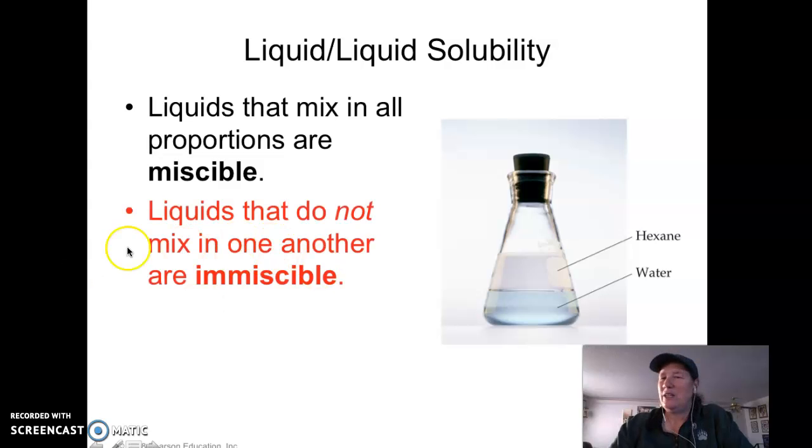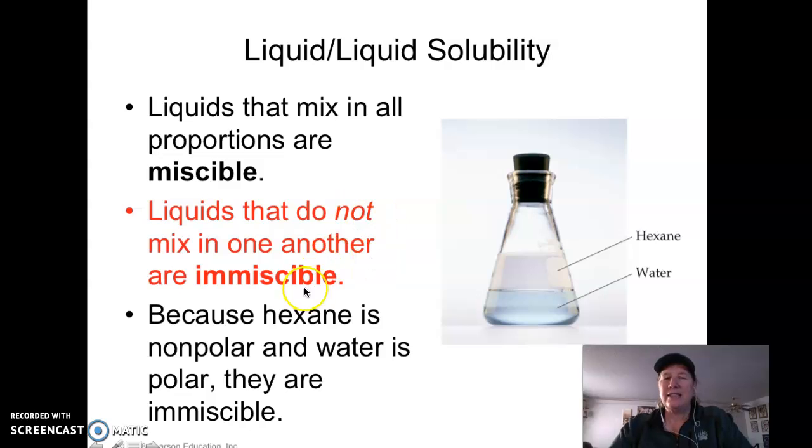Okay, if they don't mix together, like oil and water, then they're called immiscible. So this is, like I said, kind of like soluble and insoluble, but solubility has a limit. Miscible does not. And miscible and immiscible are only when you're talking about two liquids. Okay, so that's the difference between them. But if you can mix them in any proportion and they will mix together, that's miscible. If they won't mix together, that's immiscible.